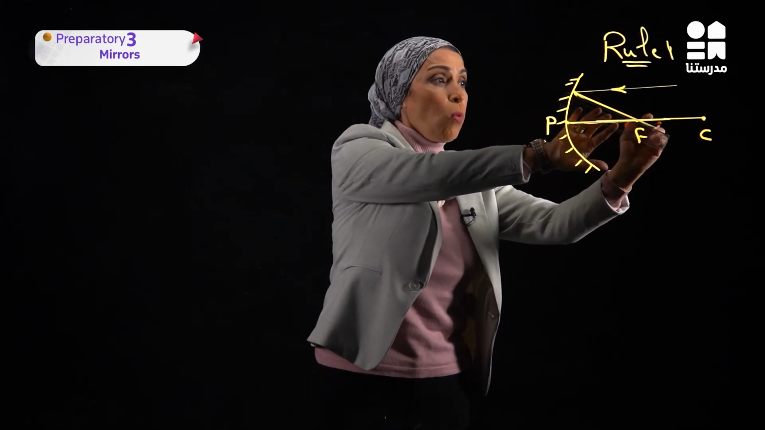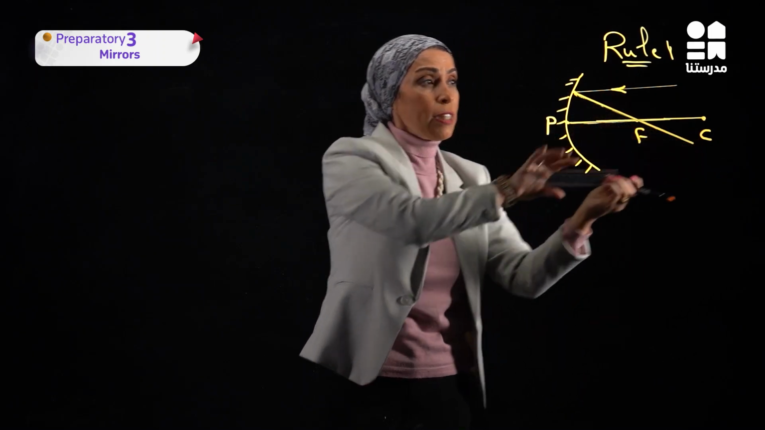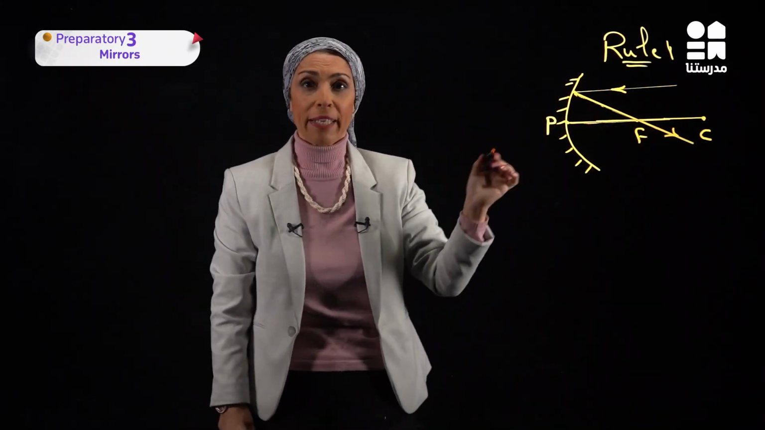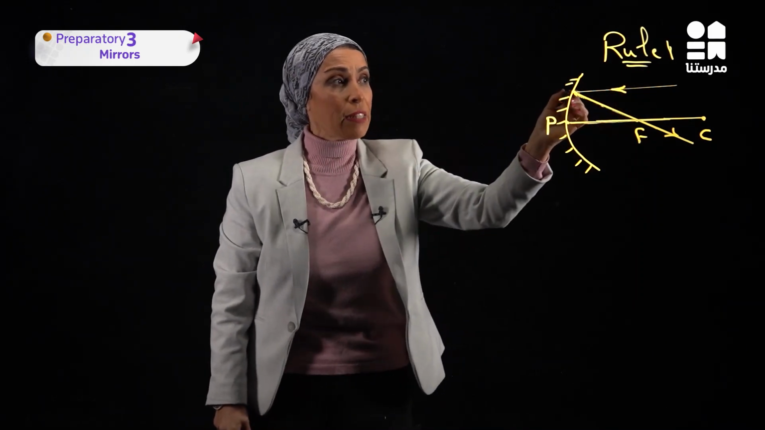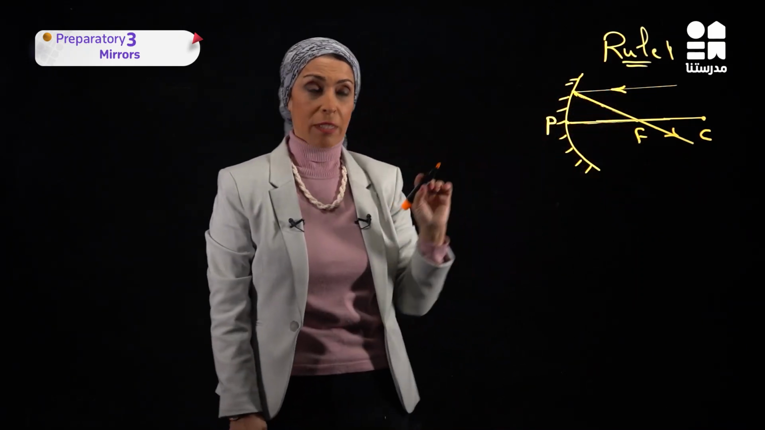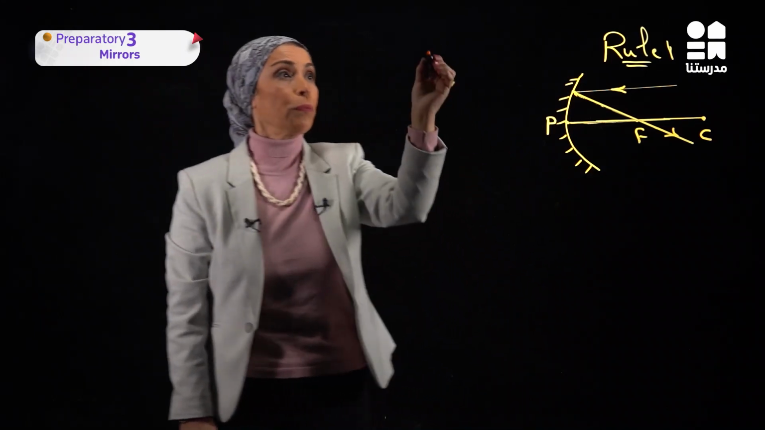I'll make a ray and extend it, passing by the focus, and I have to make the arrow to show that this is the reflecting ray. So a ray parallel to the principal axis reflects passing by the focus. This is rule number 1. Let's go and see rule number 2. Rule 2.